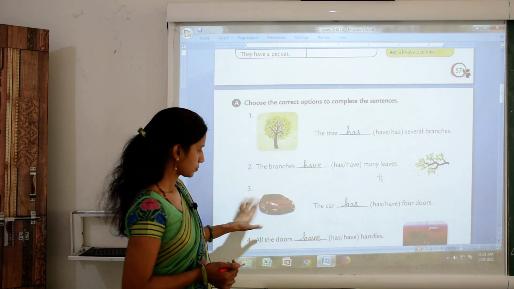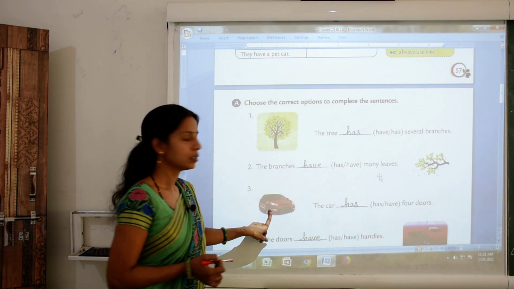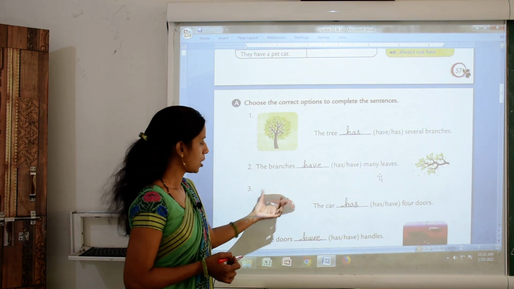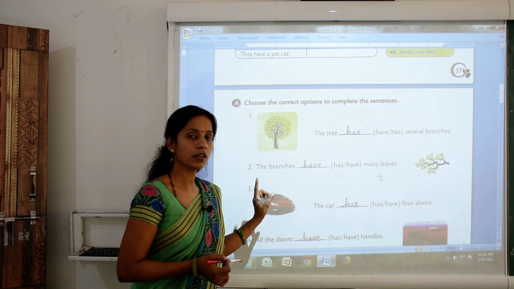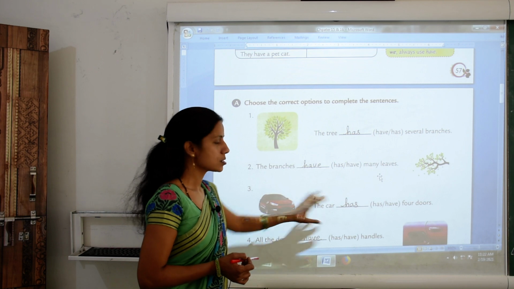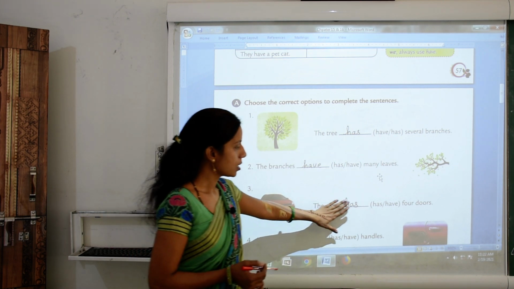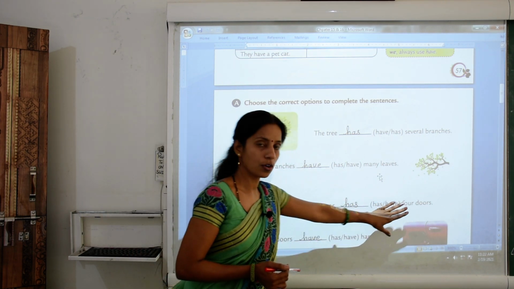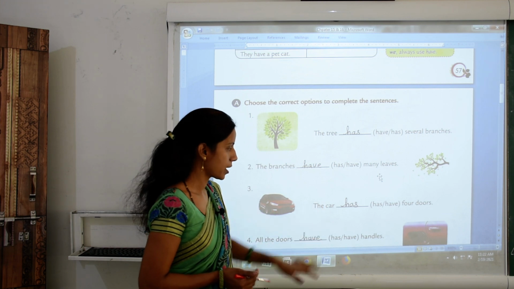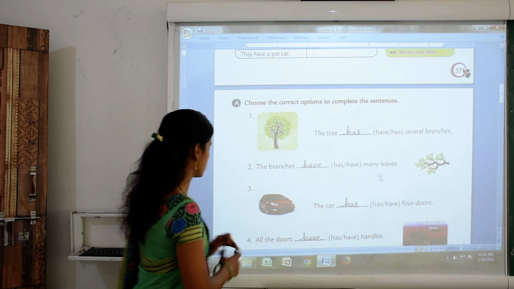Number 3, see the picture and try to identify how many cars there are. There is only one car. So we use has. The car has 4 doors. The car has 4 doors.